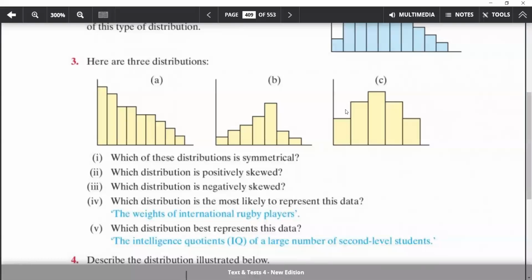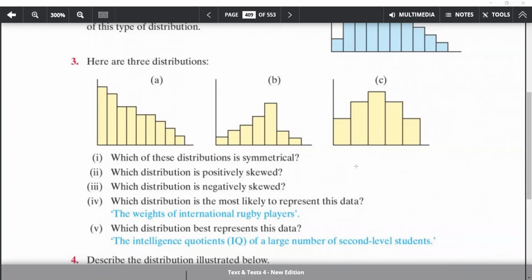We'll start looking at three distributions. Which of these distributions is symmetric? I think it's reasonably obvious that C there is the only example that is symmetric, that you could draw a kind of a line of symmetry down here if you wanted to and fold it in half. So that's symmetric. That's what that means.